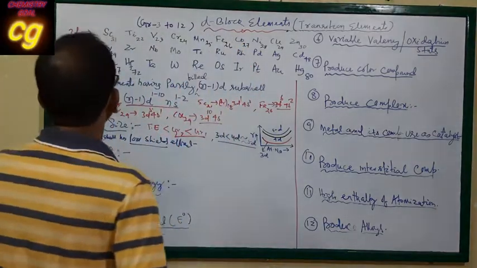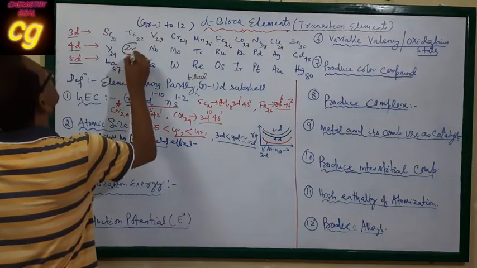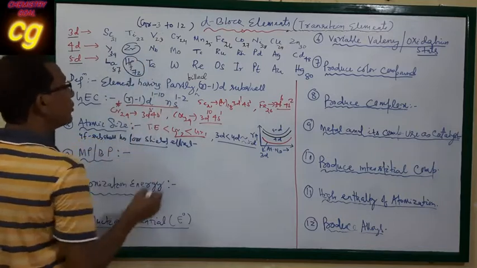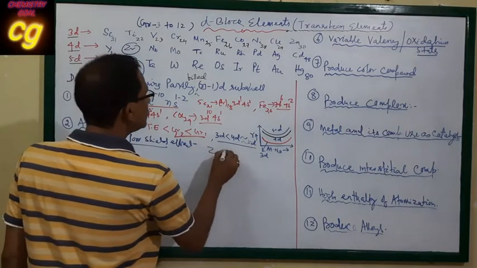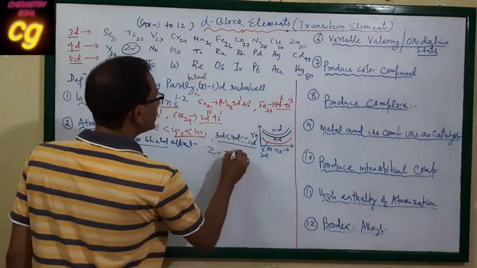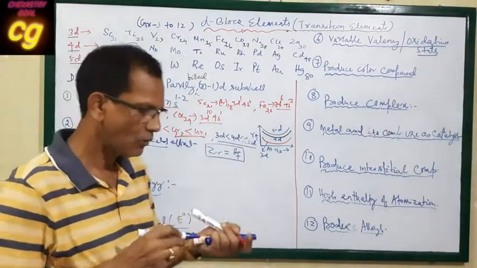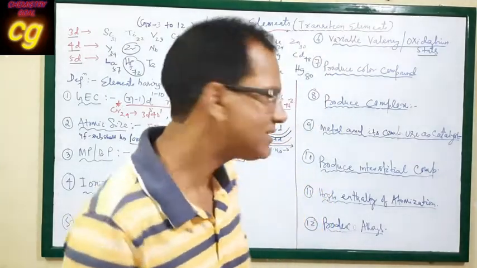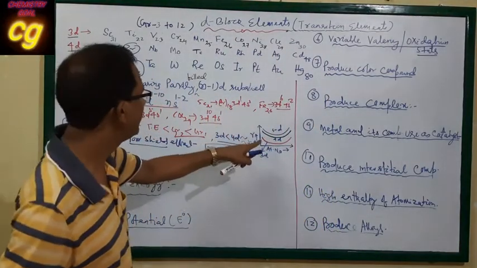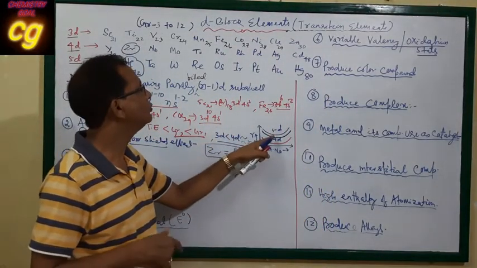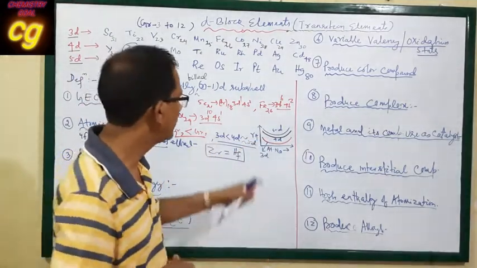For example, zirconium and hafnium. Zirconium is equal to hafnium in size. Why are zirconium and hafnium of similar size? We can say, due to poor shielding effect of the f subshell.